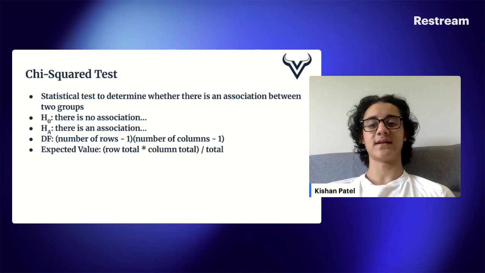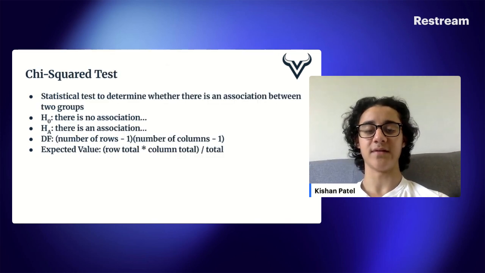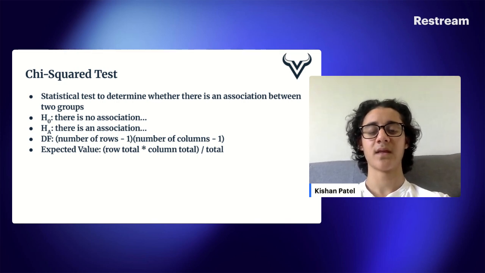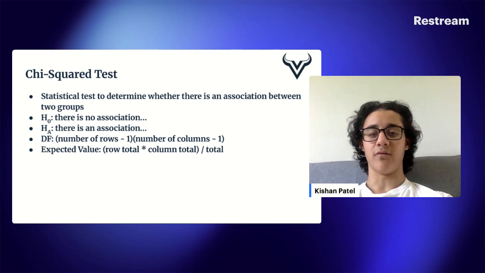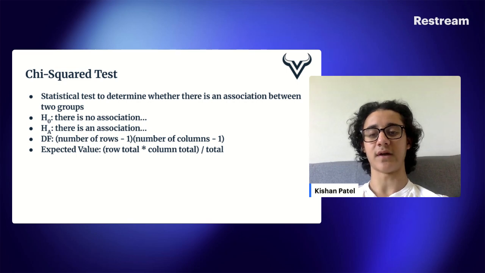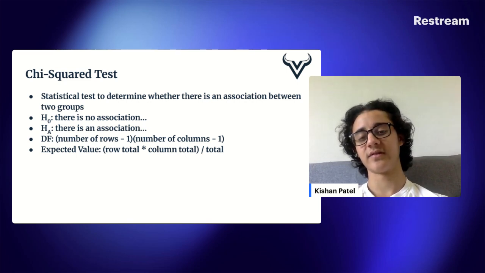Okay, next is the chi-squared test. So this is a test to determine whether there is an association between two groups. So for example, in an IA, you could be testing, does the presence of one plant species associate with the presence of another plant species, right? So the null hypothesis here would be that there is no association. The alternative would be that there is an association.